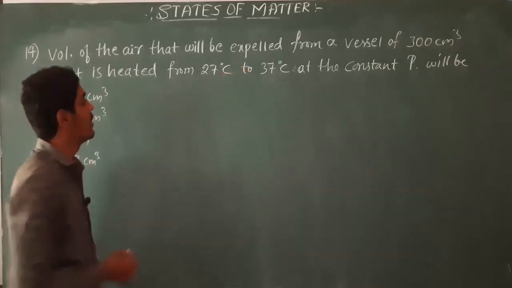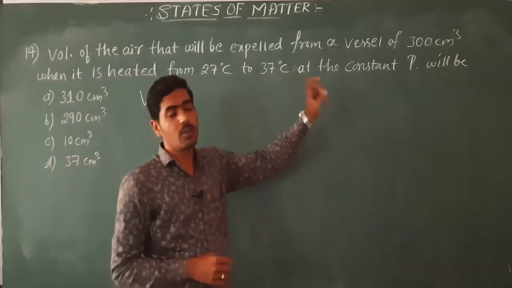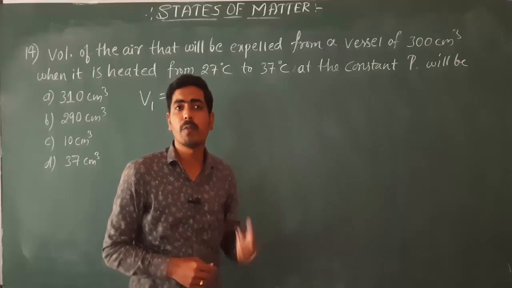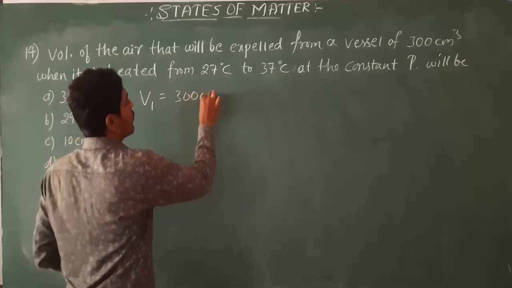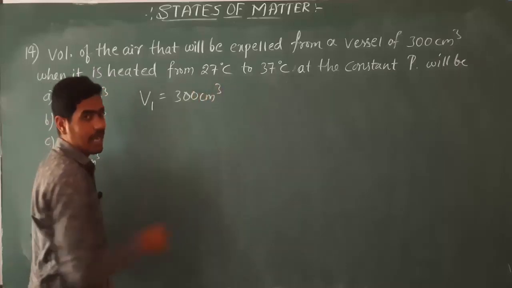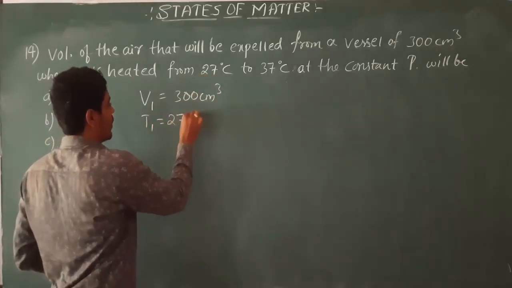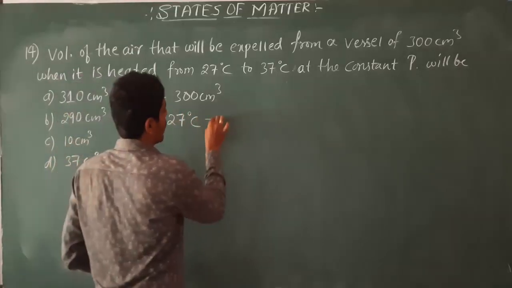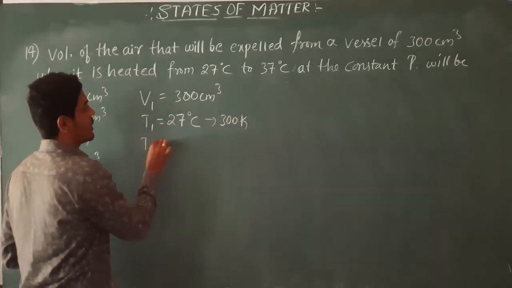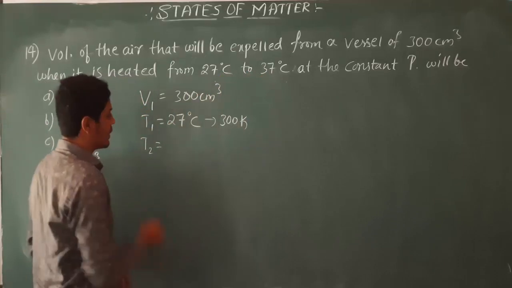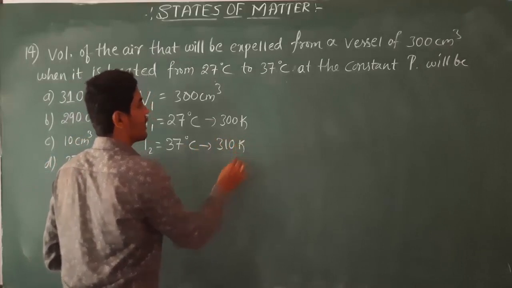Volume of the vessel is given, that is V1, because whatever the volume of the vessel is, that much volume will be occupied by the gas, and hence V1 is equal to 300 cm cube. It is nothing but the volume of the gas also. Temperature initially is 27 degrees Celsius. Again convert this into Kelvin. How much does it become? 300 Kelvin. And T2 is raised from 27 to 37 degrees Celsius, so 37 degrees Celsius is nothing but 310 Kelvin.